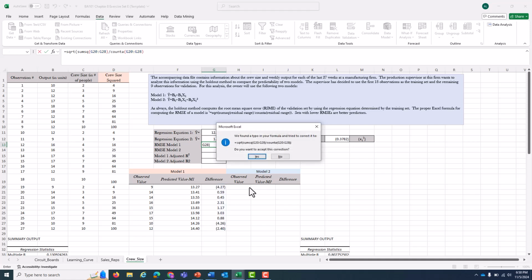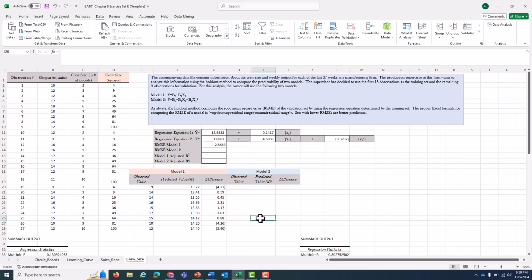And I'm going to close that second parenthesis, and I'm going to hit enter. And when I do, it's going to tell me that I should add 2 parentheses at the end. I'm going to say yes, and it is going to return my RMSE, my root mean square error. And the root mean square error for model 1 is 2.5663, which is a fancy way of saying, on average, this model's residual difference from what it's predicting to what actually happened is about 2.5 on every single observation that we have.